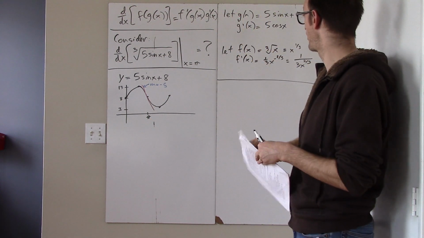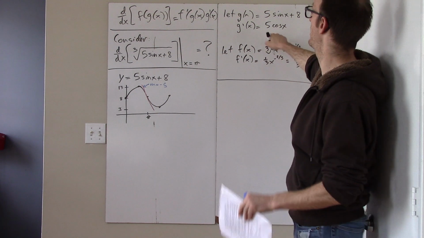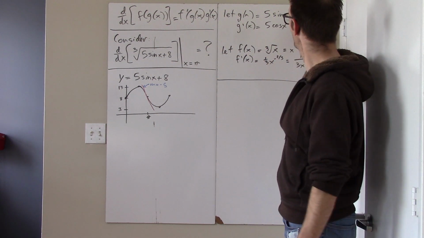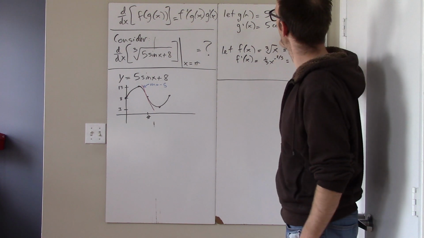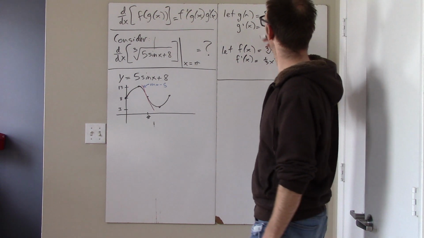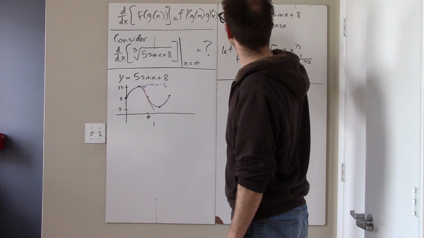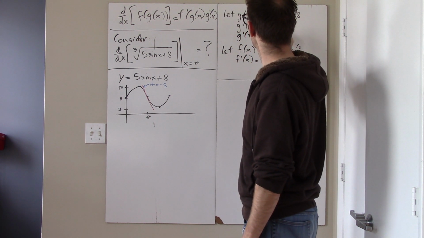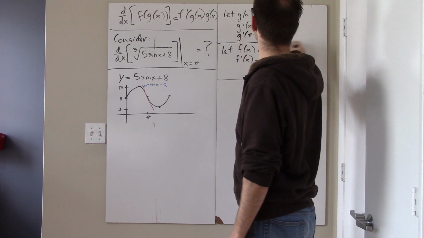And of course that is borne out over here by our formulaic approach, because my inner function is 5 sine x plus 8. We differentiated using the rule, we got 5 cosine x, and then when we specifically look at the derivative at pi, cosine pi is -1, so we get -5. So it's all sort of making sense.